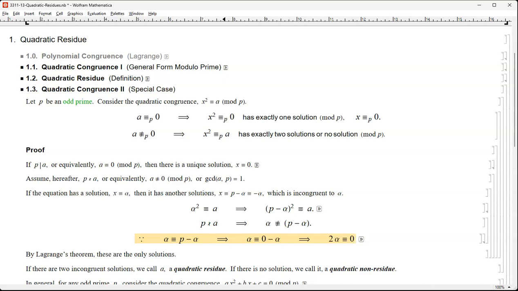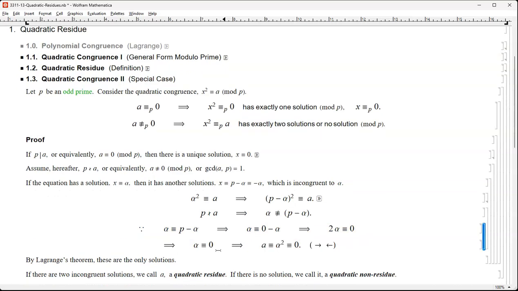Now here, I can remove 2 by dividing it away. Does it make sense? Can I do that? Yes, I can, because P is an odd prime. If P is 2, I can't do that. I cannot divide by 2. P is an odd prime, so P is relatively prime to 2. So 2 has a multiplicative inverse modulo P, so I can divide it away. Once you do that, you're going to get alpha is congruent to 0, therefore A is alpha squared, so that's congruent to 0. But that's a contradiction because we assumed alpha is non-zero.